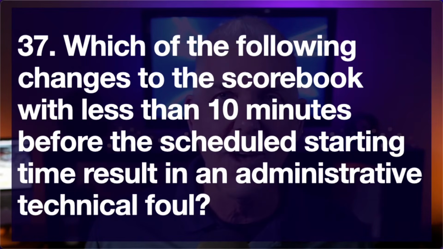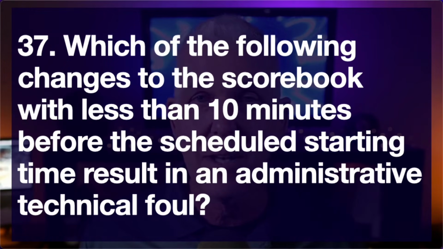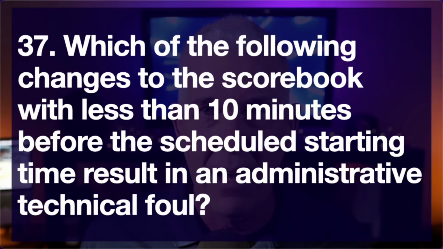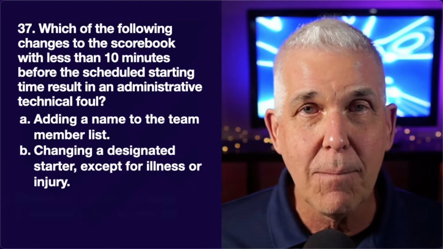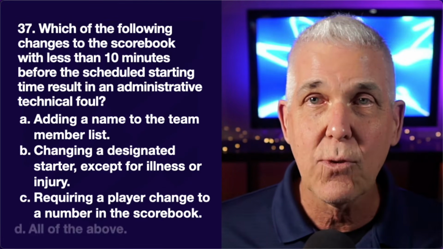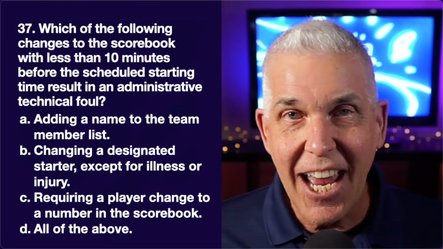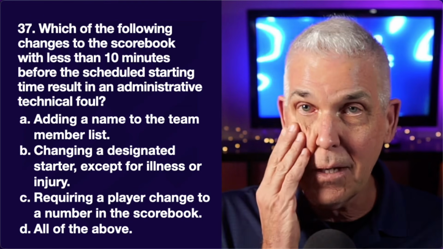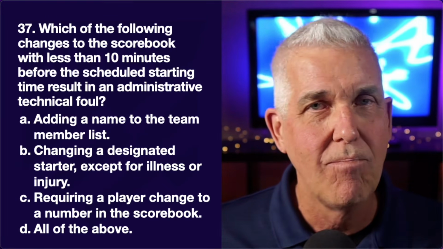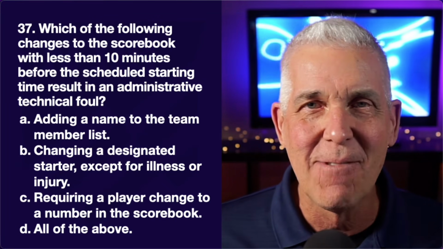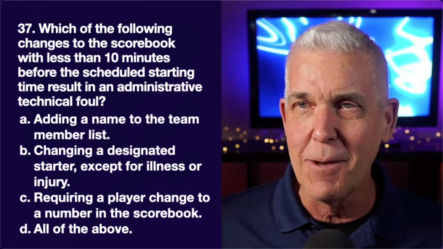Number 37, which of the following changes to the scorebook with less than 10 minutes before the scheduled starting time results in an administrative technical foul? A, adding a name to the team member list. That would be an administrative technical foul. Less than 10 minutes, yes. B, changing a designated starter except for injury or illness. C, requiring a player to change the number in the scorebook. Or D, all of the above. Everything about this question leads to all of the above.